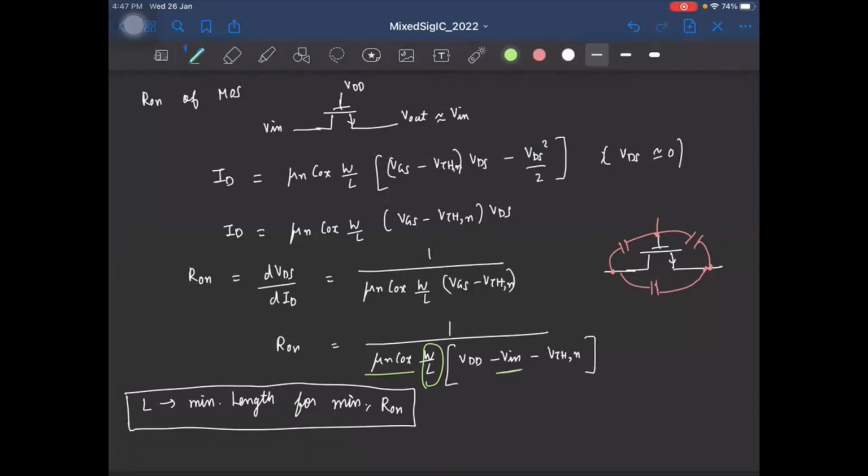But a more interesting thing to note is that the on resistance is dependent on the input voltage here. Which means the on resistance will keep changing depending on the input voltage. So what do you think will happen? Do you think it is a good thing or a bad thing? What do you think will happen because of this? I suggest that you pause the video and think about it.